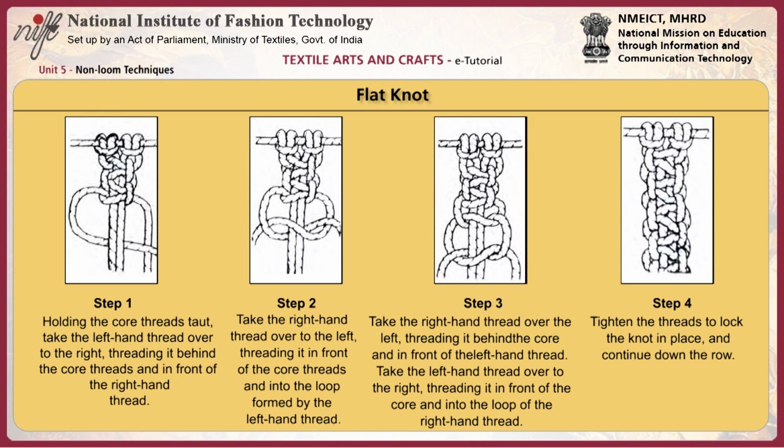Take the right hand thread over to the left, threading it behind the core and in front of the left hand thread. Take the left hand thread over to the right, threading it in front of the core and into the loop of the right hand thread. Finally, tighten the threads to lock the knot in place and continue down the row.